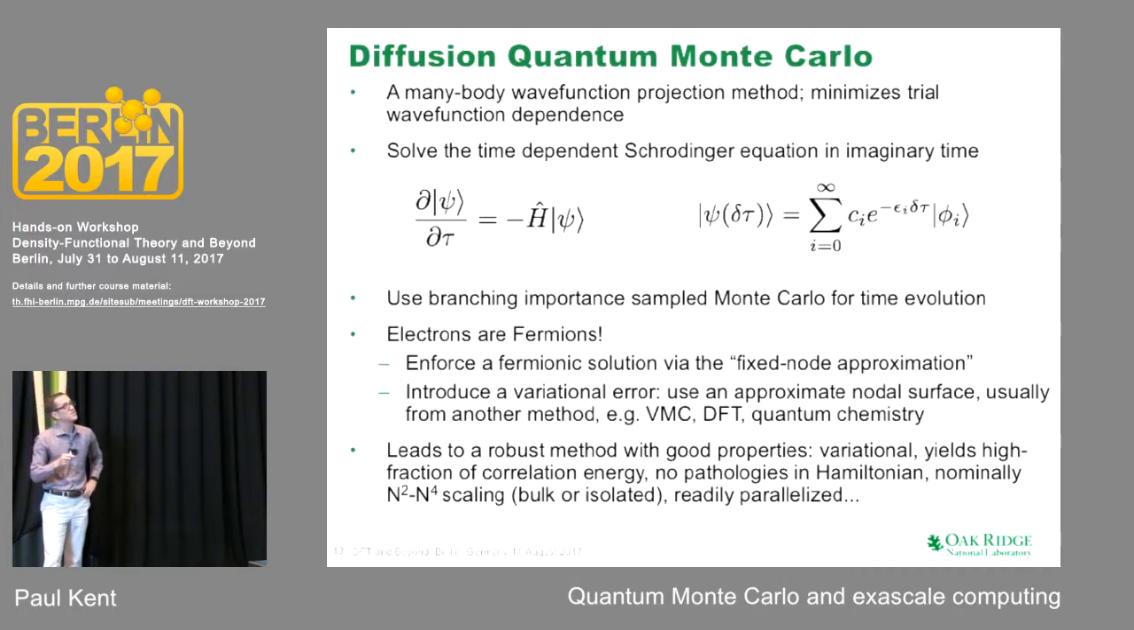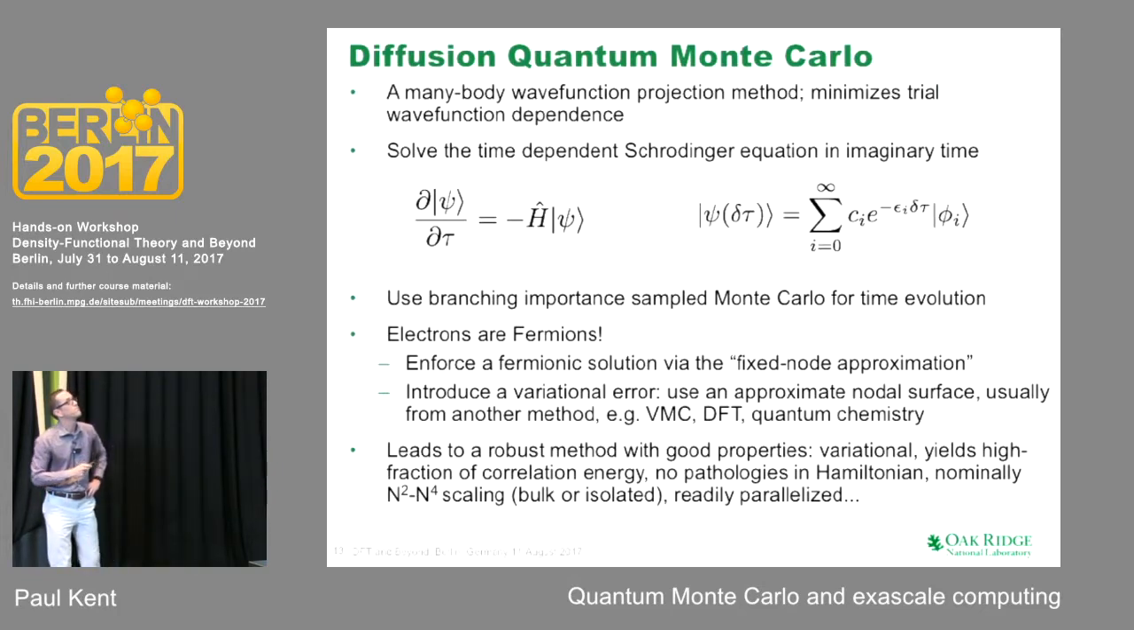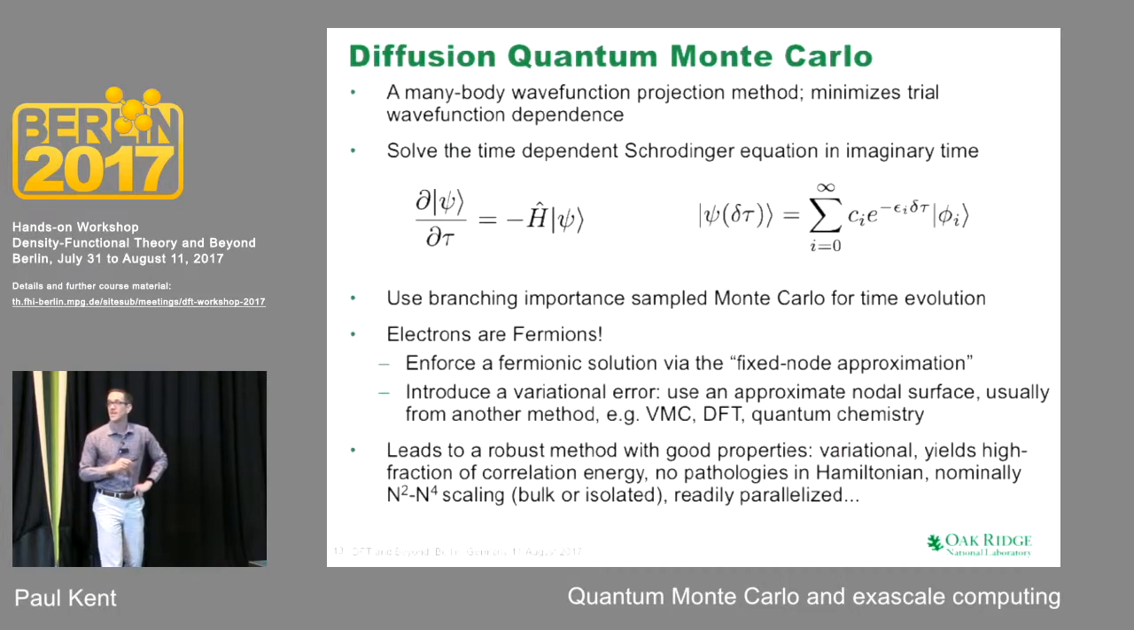So what's done is to use a so-called fixed node approximation. And this introduces a variational error in the energy. So we're going to be able to test this in just the same way that we tested our variational Monte Carlo wave function. And so what we do is we take an approximate nodal surface, so the zeros of a wave function, and we take these from the next best available method. So that could be variational Monte Carlo, if we've done a particularly good job, or it could be DFT, Hartree-Fock, or quantum chemistry. That's the basics of diffusion quantum Monte Carlo.